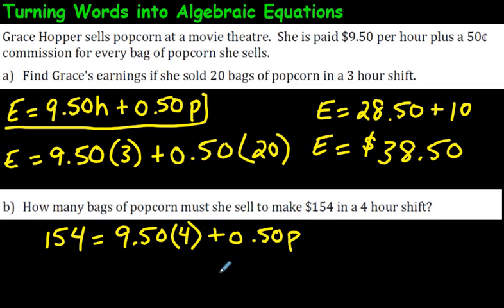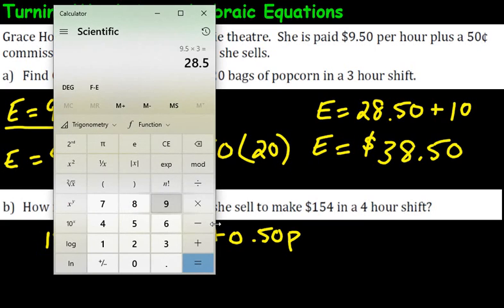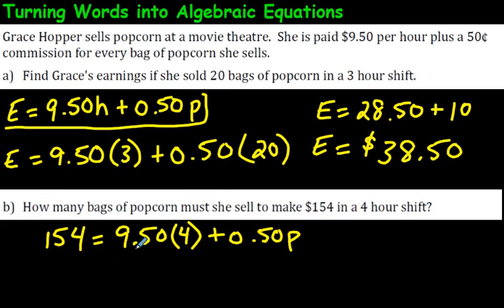Let's do that. So 9.50 times 4, 9.5. You don't have to put the 0 if you don't want to. Times 4 is $38. Okay? So this is $38 right here. Plus 0.5. It's up to you if you want to put that 0 there. P. And that's $154. Do you remember what to do now?